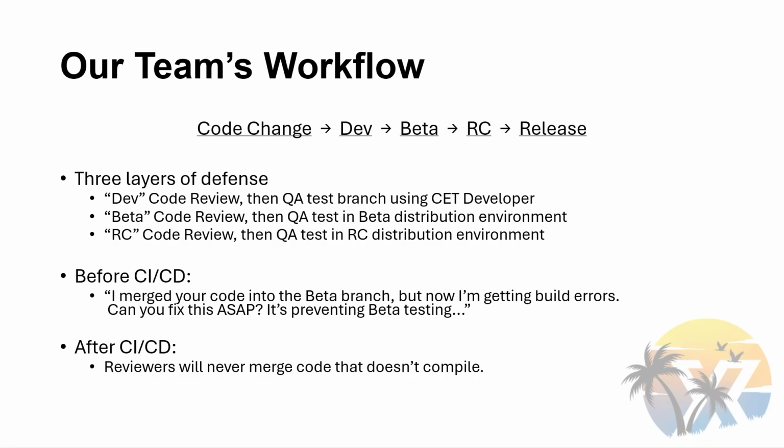So prior to having the CI/CD, you can review the code. You can say, yeah, this looks great. And then you merge it into the branch, but now you can't build the branch. And you're like, oh man, I was supposed to get the beta build out this morning, but now so-and-so's ticket, his changes are preventing me from building the beta branch. Can you go in and fix that and then let me know ASAP so that I can build the beta branch? But after CI/CD, we'll never merge code that doesn't compile.